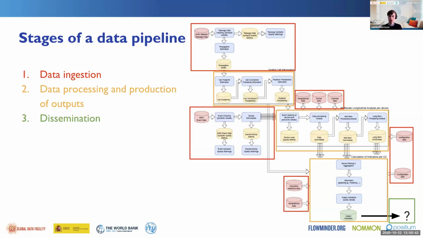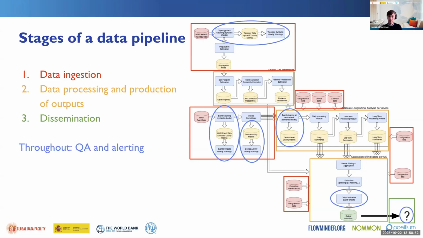So once the data have been produced, where do they go to? Who do they go to? How do they get there? And in what format? And then throughout the pipeline, this is not a separate stage, but throughout every stage of the pipeline, QA checks and alerting to detect any issues along the way.